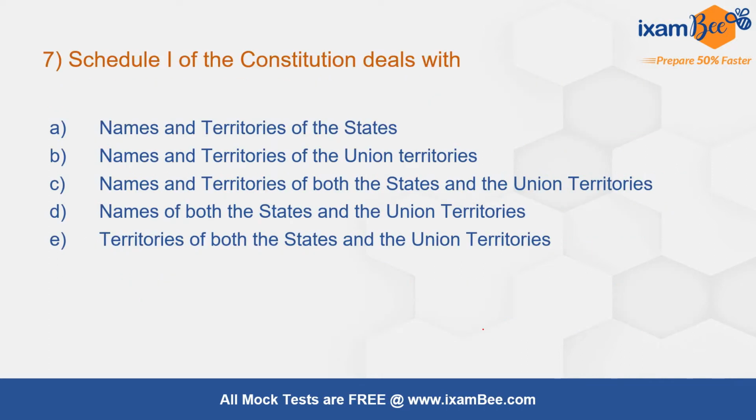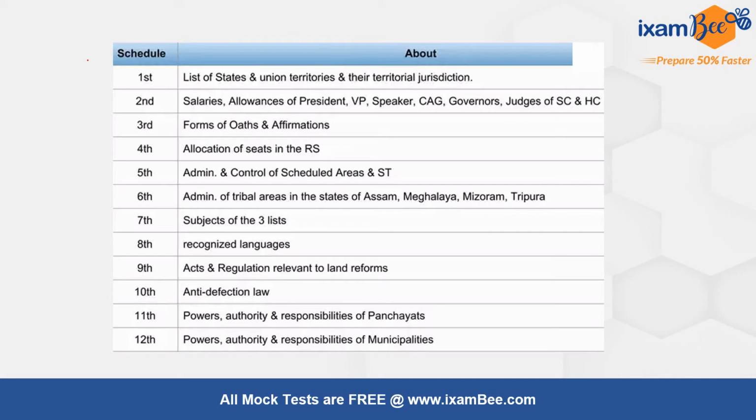Question 7. Schedule 1 of the Constitution deals with... The correct answer is names and territories of both the states and the Union Territories. This is a list of all the 12 schedules that are present in the Constitution. The first talks about the list of states and Union Territories and their territorial jurisdiction.